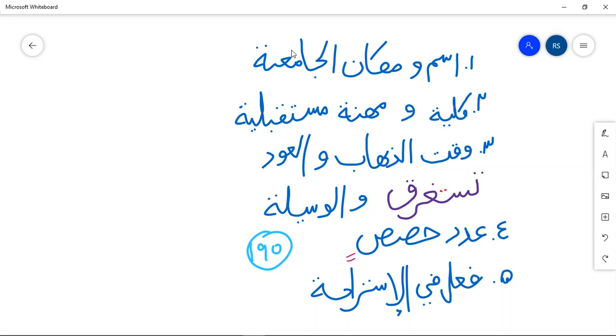Miss Reena. Adrusu fi kulliyatil handasati. Adrusu fi kulliyatil handasati. When do you go to university? Mata tadhabina ilal jamia? Sorry, I'm wrong. Correct. The question is correct. Mata tadhabina ilal jamia. No problem.